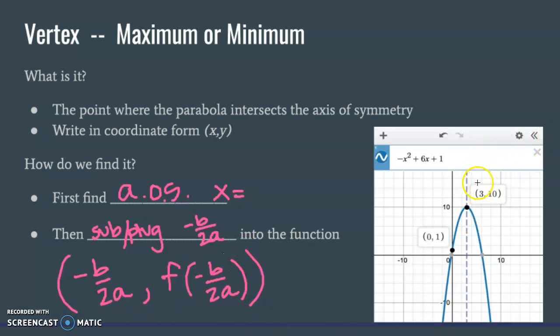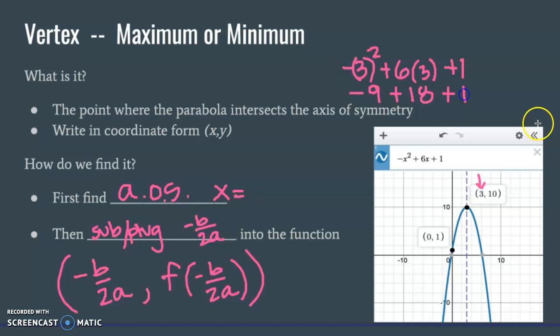Let's try it over here. I already know that my negative b over 2a is 3. We just practiced that on the previous slide. Let's plug in 3 and make sure that we get the 10 that we know we should get. Oops, plus 1. Well, this is negative 3 squared, so that's negative 9 plus 18 plus 1. Negative 9 plus 18, that's going to be a positive 9. And then plus another 1, that gives me the 10, and that matches the y-coordinate.